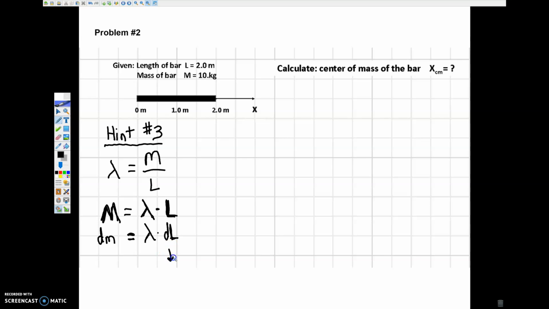But dl is usually written as a dx. So this becomes dm equals lambda times dx. So this part is broken up into little masses. Let me try that again.